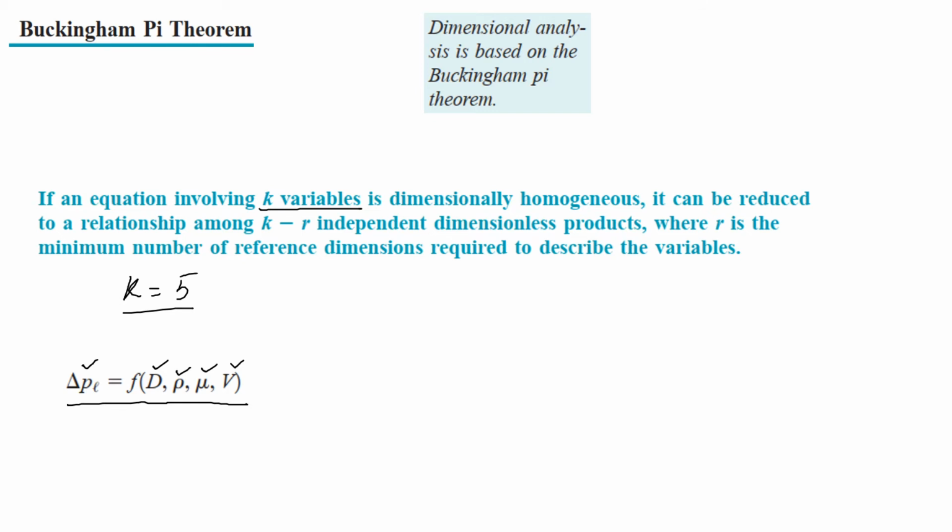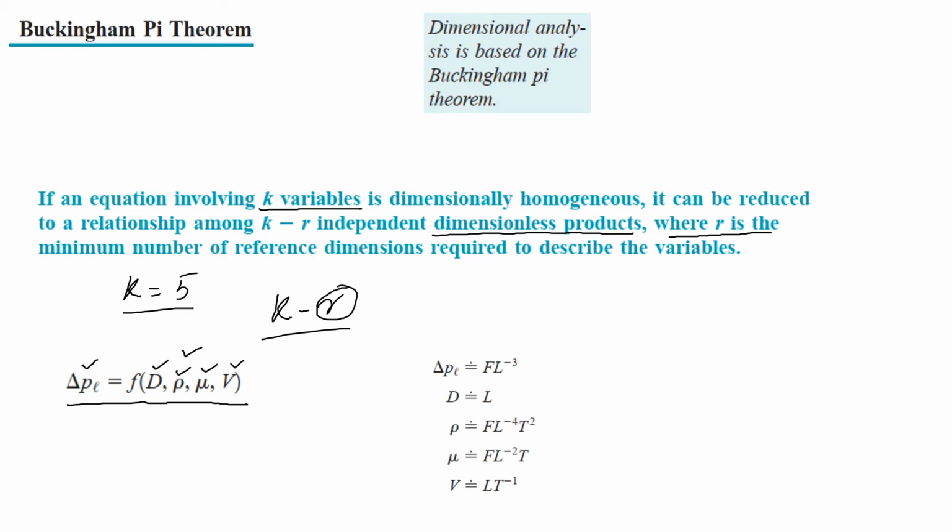The total number of dependent and independent variables is 5. So if the equation is dimensionally homogeneous, it can be reduced to a relationship among k minus r independent dimensionless products. These dimensionally homogeneous k variables can be reduced to k minus r dimensionless independent products, where r is the minimum number of reference dimensions required to describe the variables. So we need to define r to understand this statement.